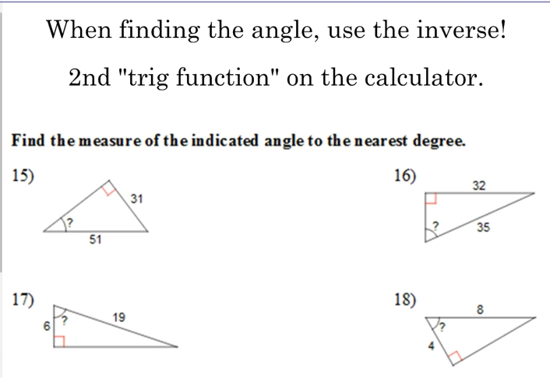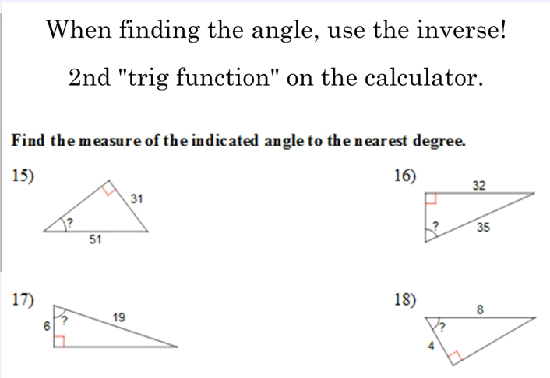In those examples, x is no longer one of the sides. They have a question mark on one of the angles. So when you're finding the angle, you set it up the same way, but you use the inverse. On the calculator, you press second and whichever trig function you're using.